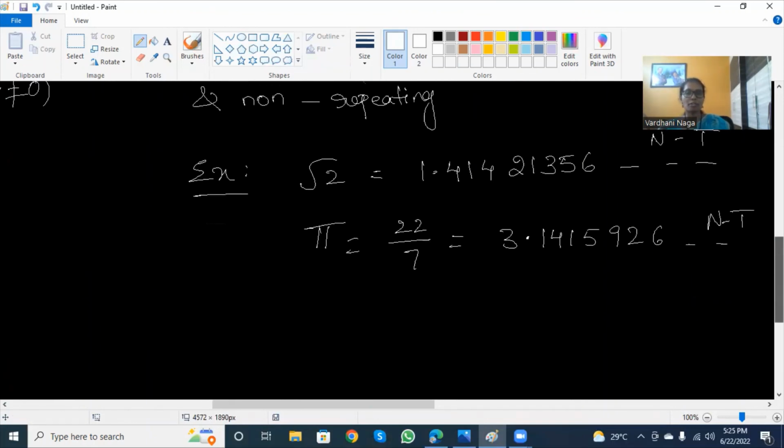But irrational numbers means what? Non-repeating, non-recurring. Here the decimals don't repeat and the decimals do not end. So this type of number in the number system is called an irrational number.